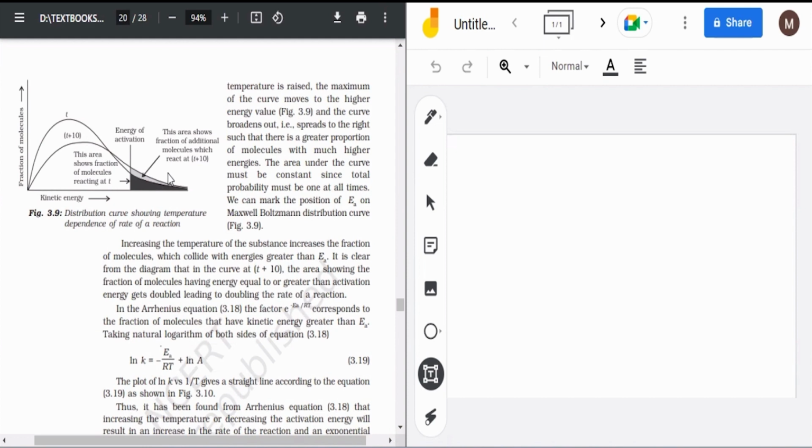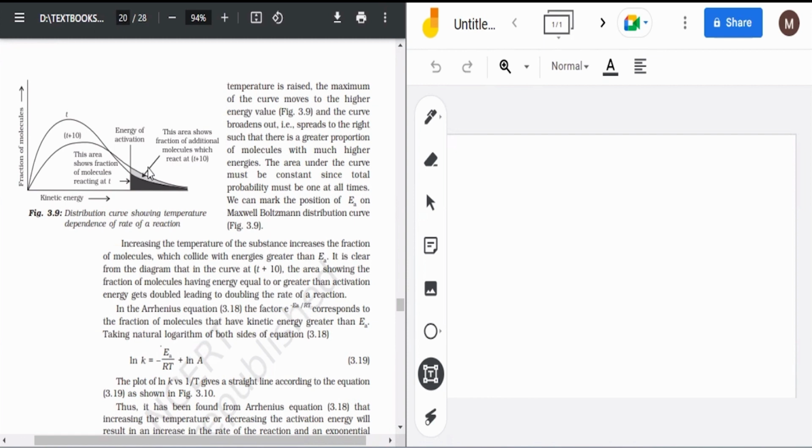Why so? Because the fraction of molecules at temperature T plus 10 increases, meaning there are more molecules with greater kinetic energy if we increase the temperature by 10 degrees Celsius. This is the basic thing which this Maxwell graph shows. The area shows the fraction of additional molecules which react at T plus 10.